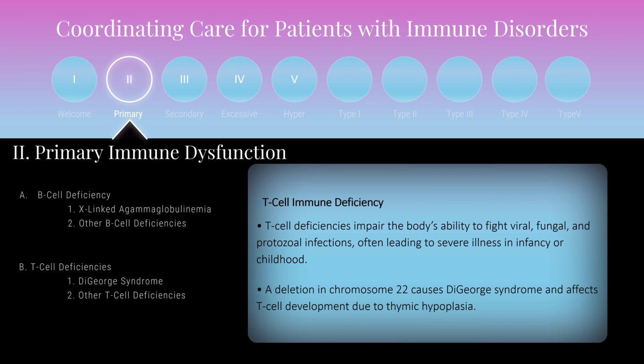Then the T cell immune deficiencies impair the body's ability to fight viral, fungal, and protozoal infection, often leading to severe illnesses in infancy or childhood. The deletion in chromosome 22 causes DiGeorge syndrome and affects T cell development due to thymic hypoplasia.